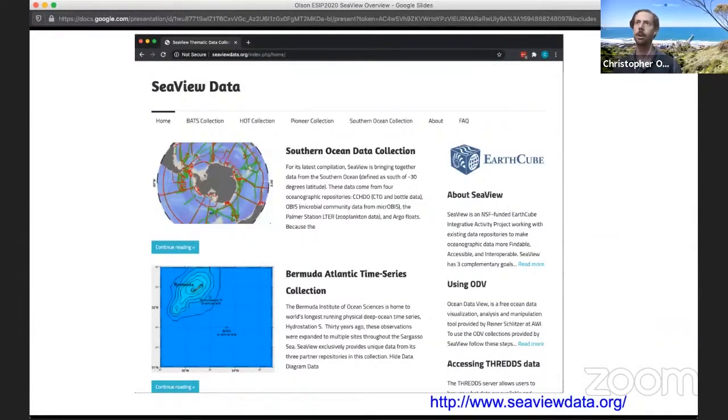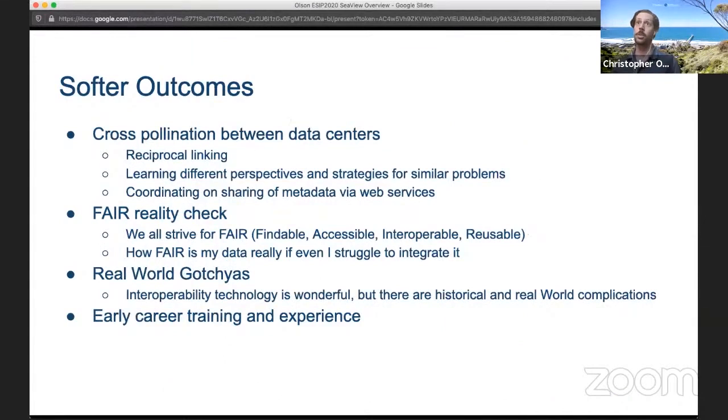These packages are up on this website, cviewdata.org. There's also, as I mentioned before, this is where the THREDDS server resides and you can access the data that way. So some of the softer outcomes: for me, I learned a lot and saw a lot of intrinsic value in just going and trying to merge all of this data.